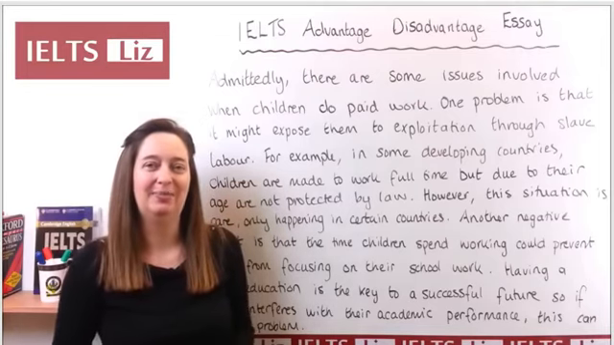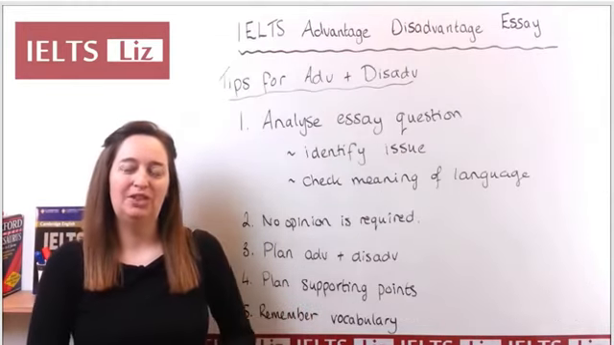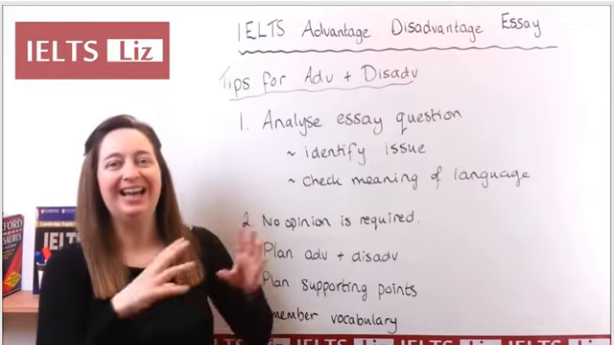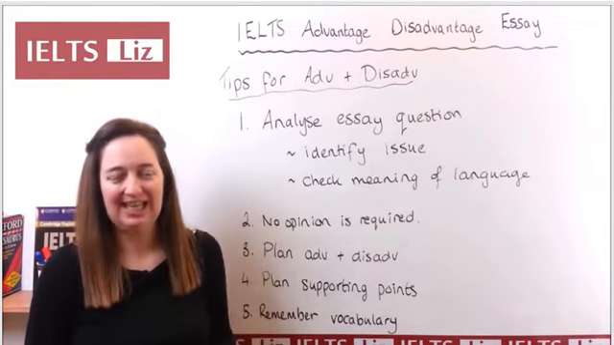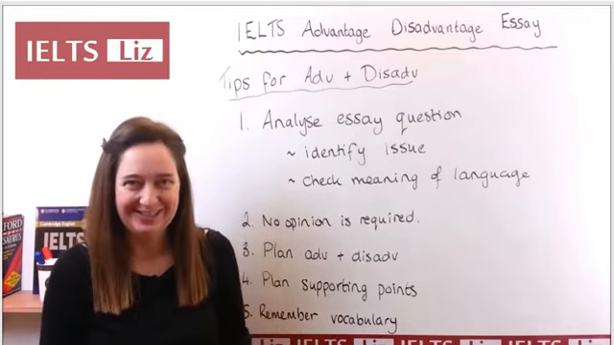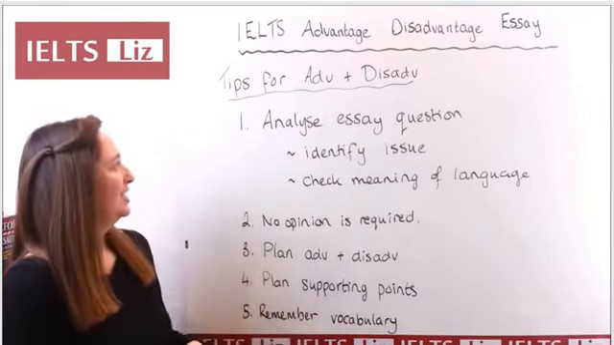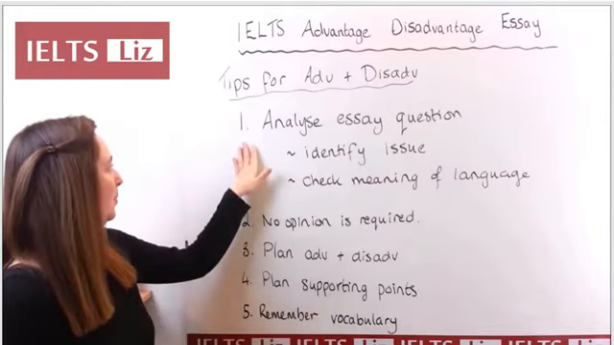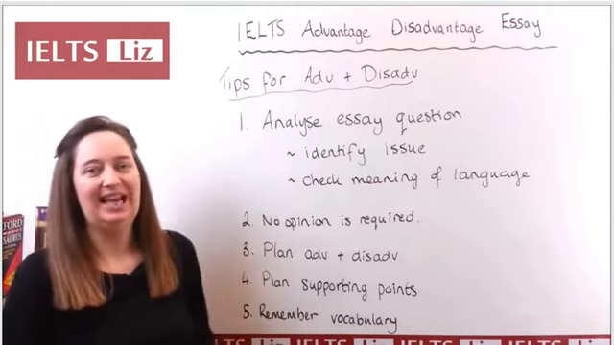And then vocabulary. So let's review the tips for writing the advantages and disadvantages essay. Once we've done that, I will review the tips for the outweigh essay. So, advantages and disadvantages. Number 1, you've got to analyse the essay question.